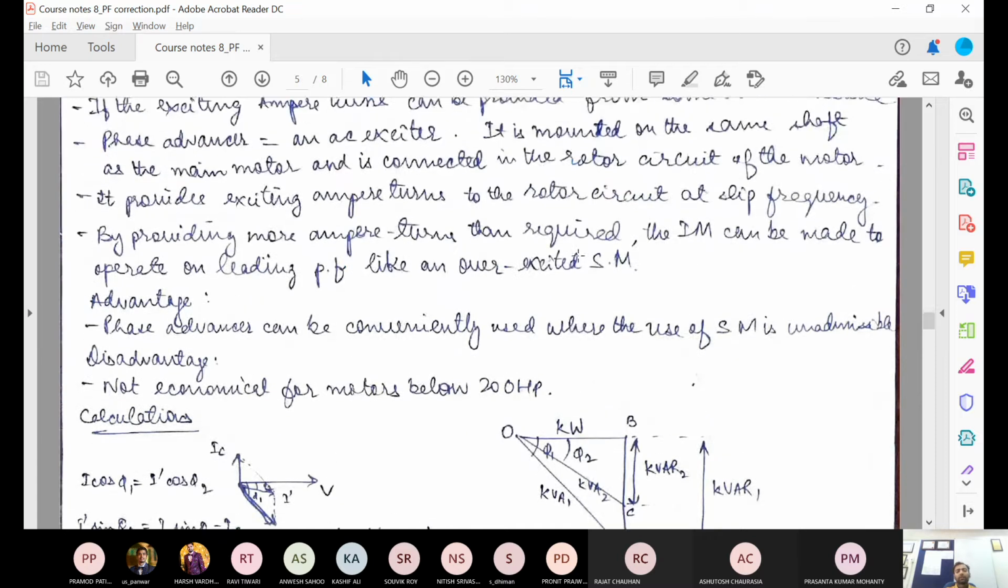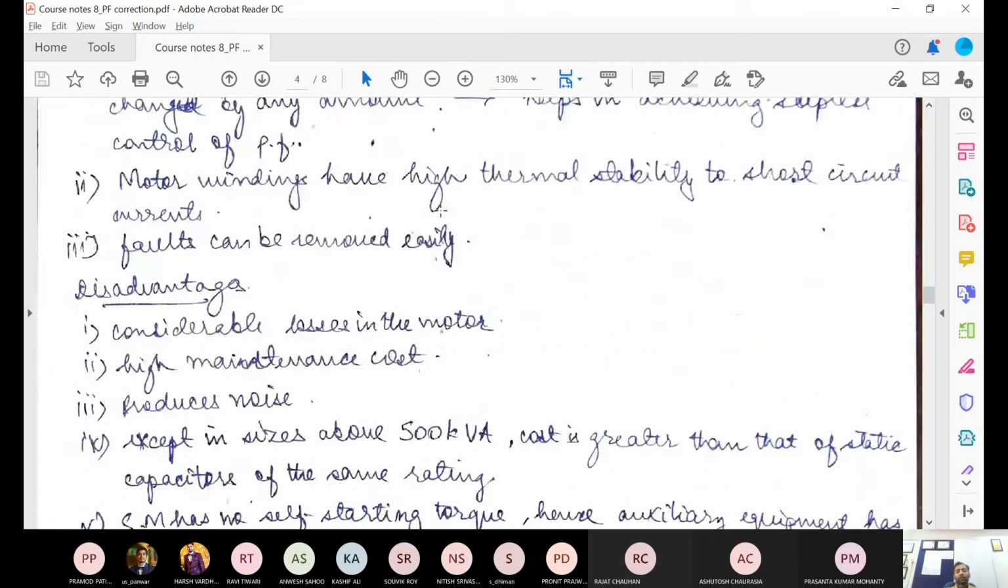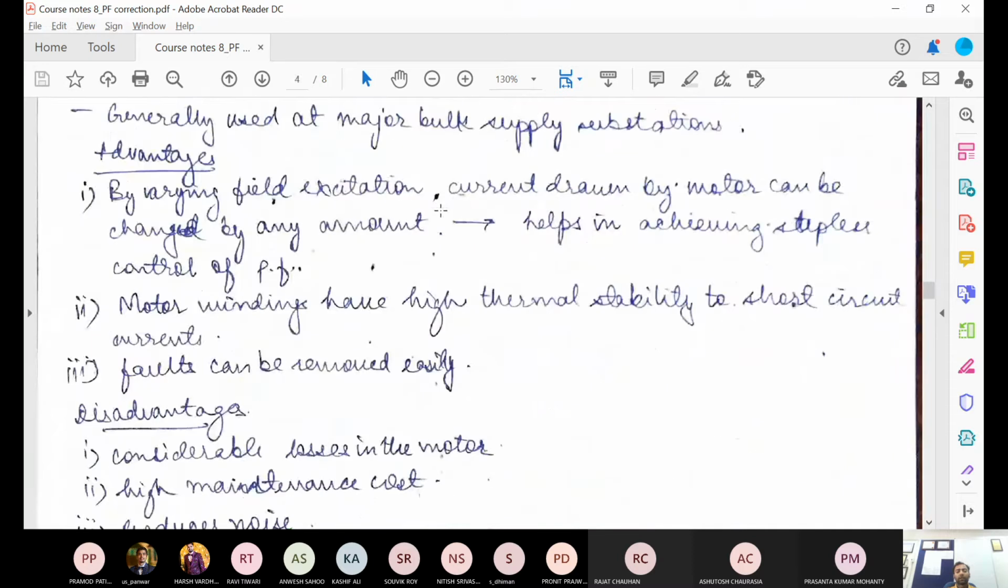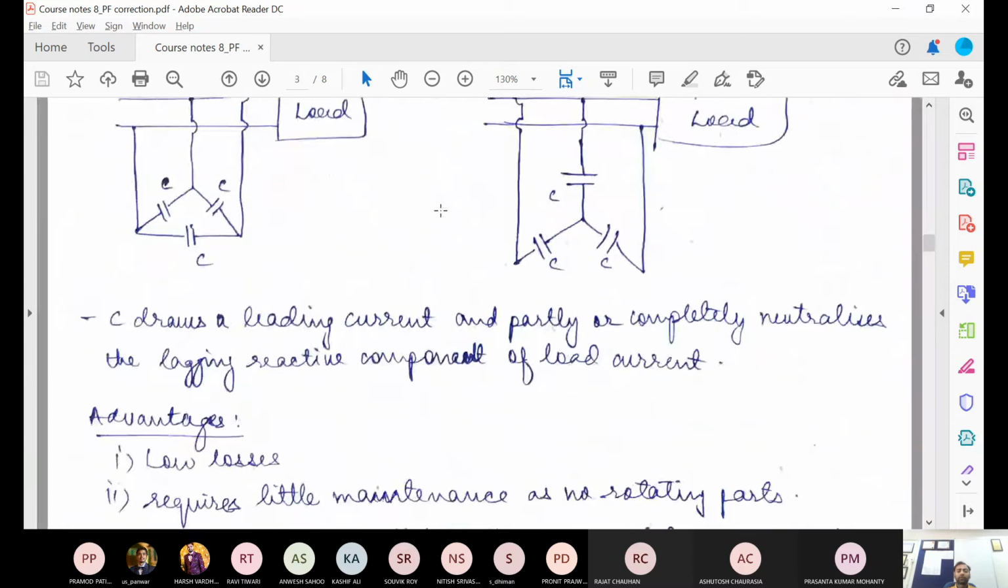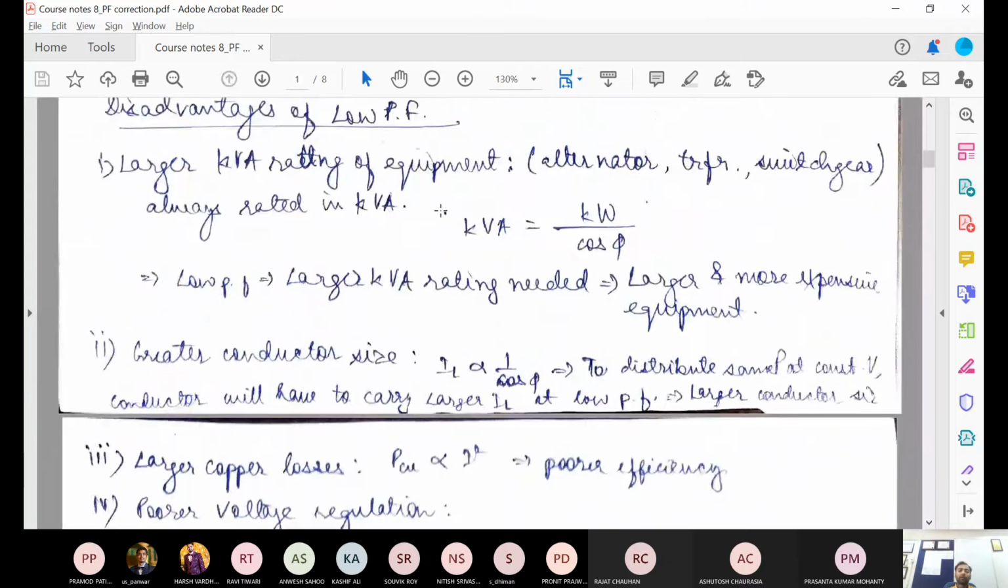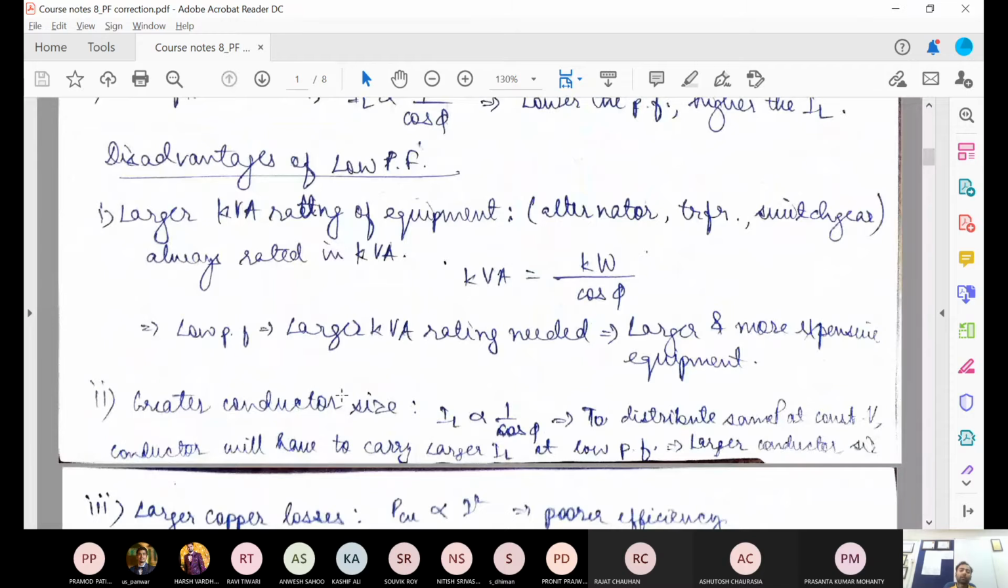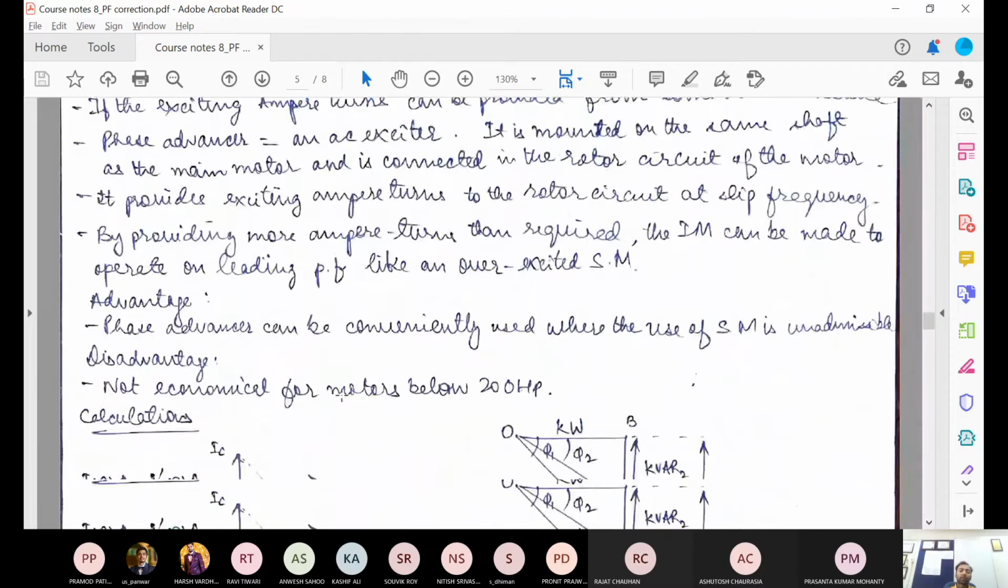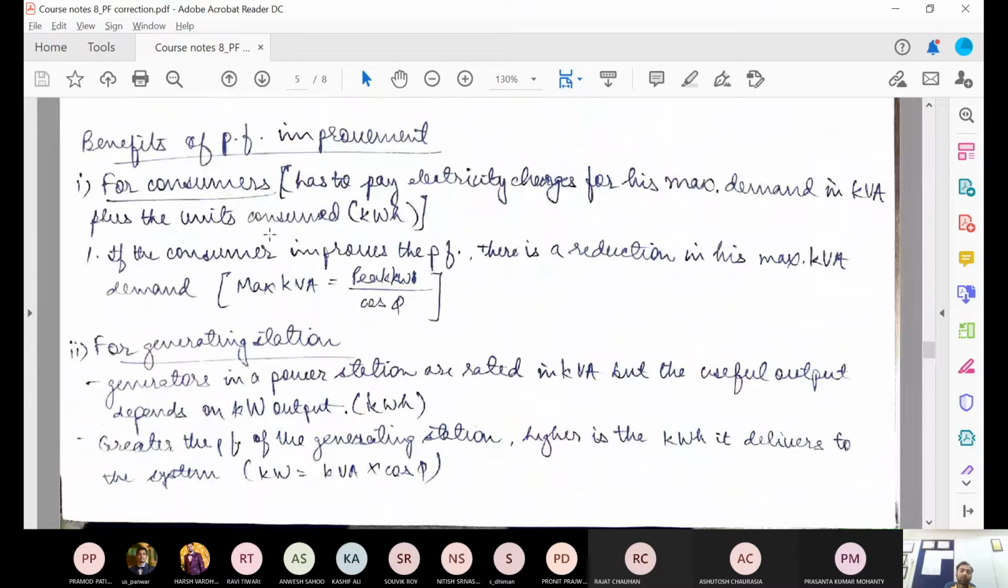Just continuing the discussion from earlier, regarding the advantages and disadvantages of different types of power factor correction equipment, and what are the disadvantages of low power factor. Just a corollary of that is what are the benefits of power factor improvement. This is coming straight away from the disadvantages of low power factor, but for the sake of completion, we are mentioning it separately. So, benefits of power factor improvement for different entities.